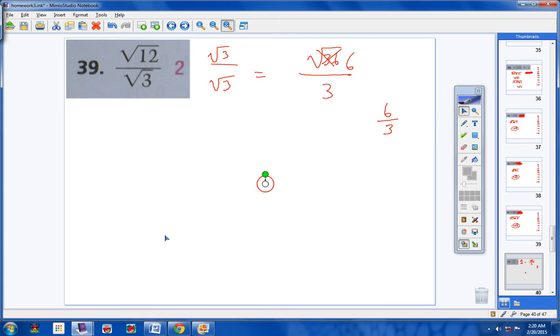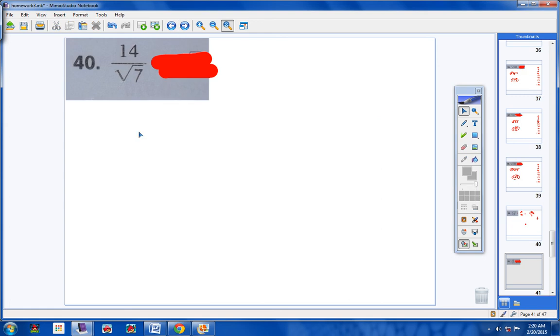Okay. All right, moving on to number 40. Guys, you're going to have to multiply the top and the bottom by the square root of 7, okay? So times square root of 7 over square root of 7. So 14 times square root of 7 is 14 square root of 7. And square root of 7 times square root of 7 is 7.